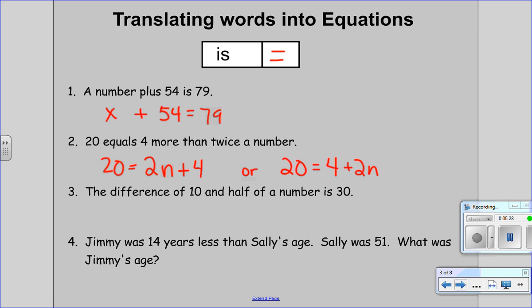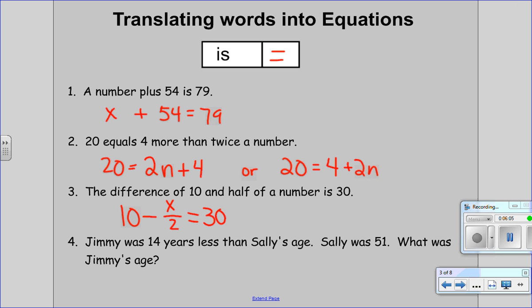The difference of 10 and half of a number is 30. So the difference means we're going to be subtracting. The two things we'll be subtracting are 10 and half of a number. So my number I'll call x, and half of it would be x divided by 2. So the difference between 10 and x divided by 2 is 30.